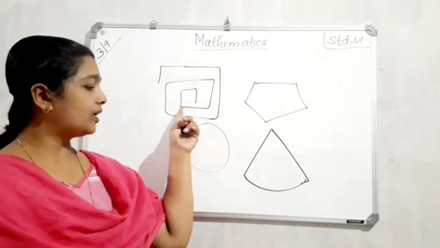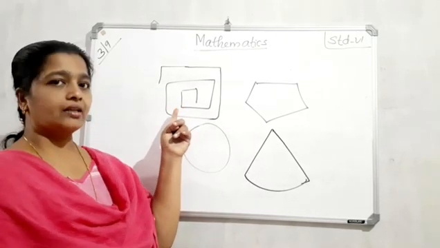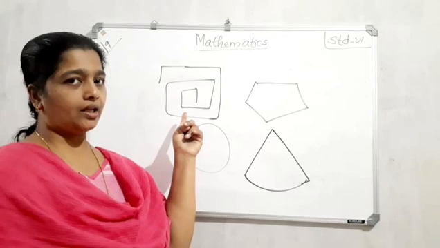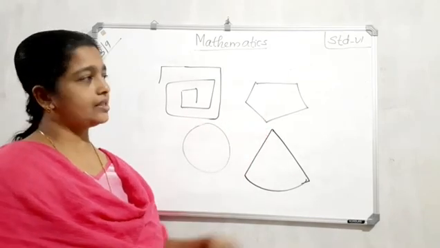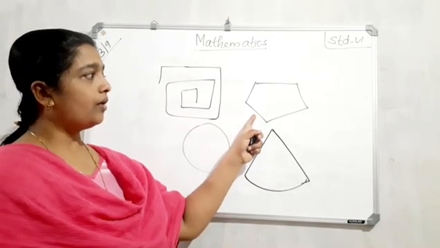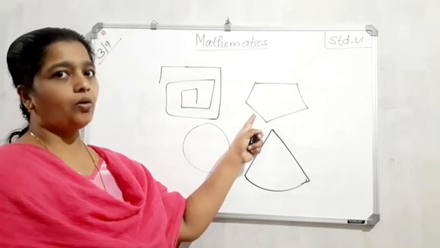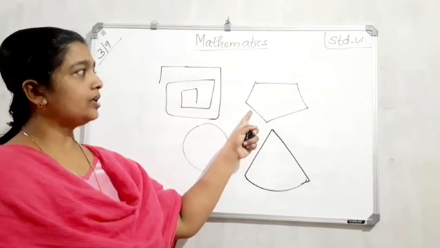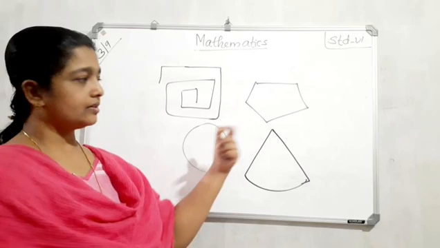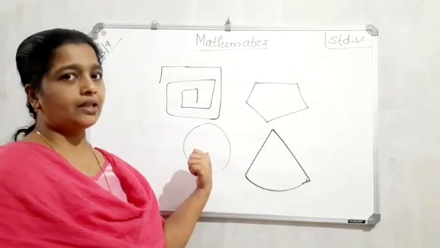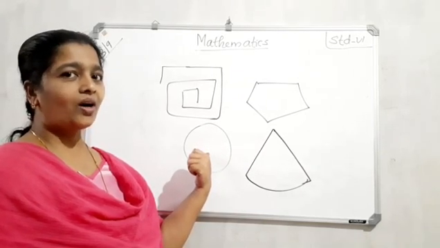Yes, it is not a closed figure. Therefore, it is not a polygon. This one, yes, it is made up of line segments and it is closed. Yes, therefore, this is a polygon. Then, this is not a line segment, so this is not a polygon.